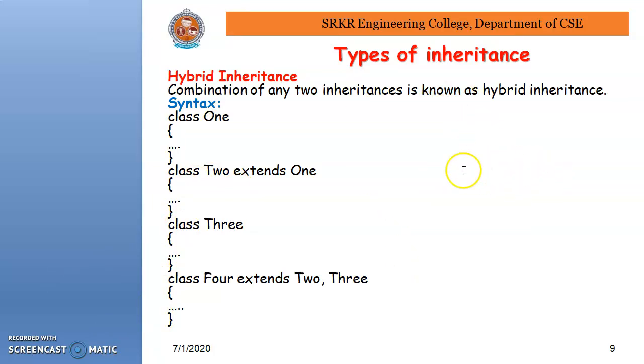The main importance or main advantage of inheritance is that it will reduce the repetition. That means it will improve the reusability. At the same time, it supports runtime polymorphism. Thank you.